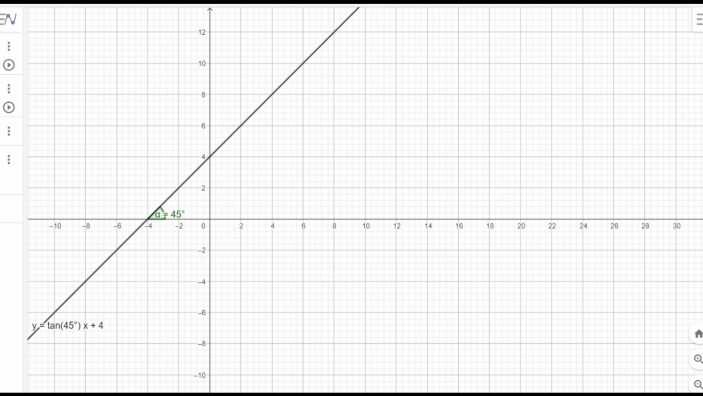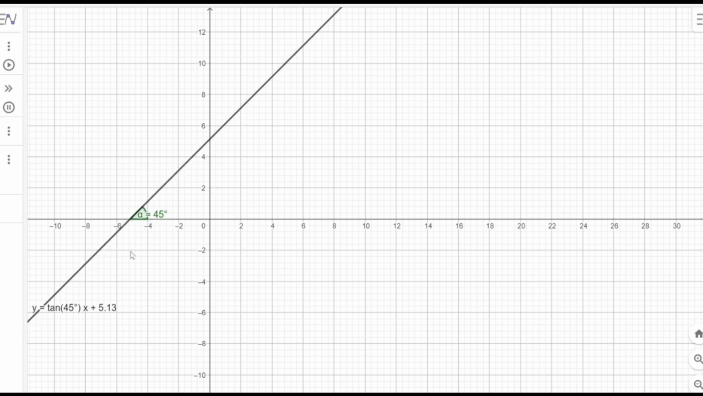Now I'm just changing the intercept here. How will the line move? See, it just moves parallel to the original line. So it won't change any angle here. See, it's just moving parallel to it.